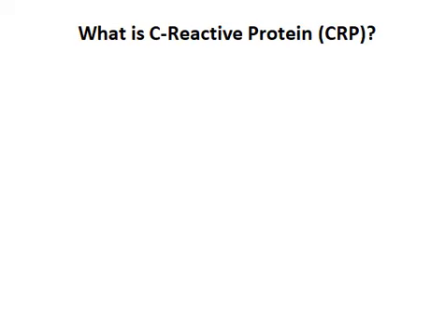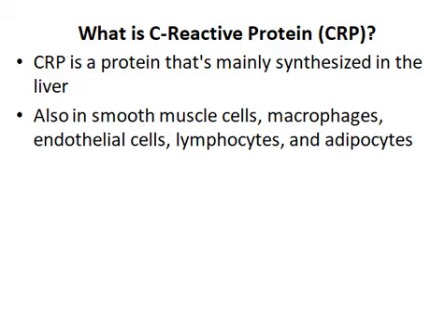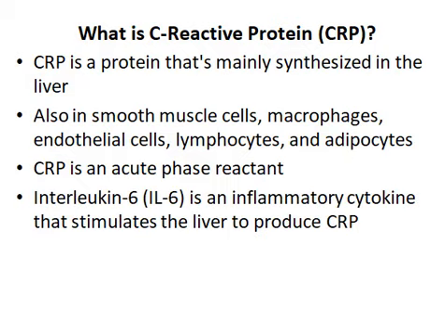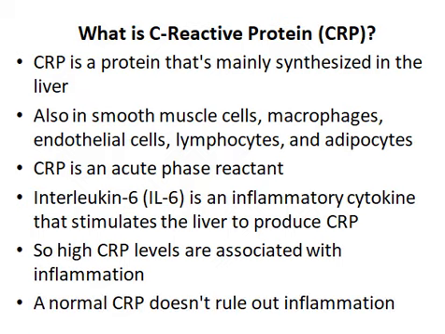So let's start off by discussing what CRP is. CRP is a protein that's mainly synthesized in the liver, although it's also produced in smooth muscle cells, macrophages, endothelial cells, lymphocytes, and adipocytes. CRP is an acute phase reactant. Acute phase reactants increase or decrease in response to inflammation. Interleukin-6 is a pro-inflammatory cytokine that stimulates the liver to produce CRP. So high CRP levels are associated with inflammation, although it's important to know that having a normal CRP does not rule out inflammation.